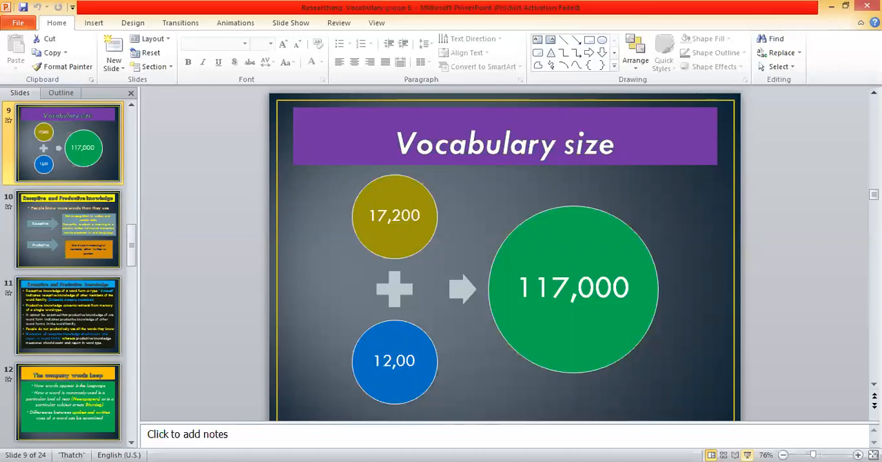Okay, that's some research about vocabulary size. We have 117,000 words, but as a first language learner we actually use 17,200 words, and as second or foreign language learners, they usually use 1,200 words. That is the vocabulary size we have to think about.